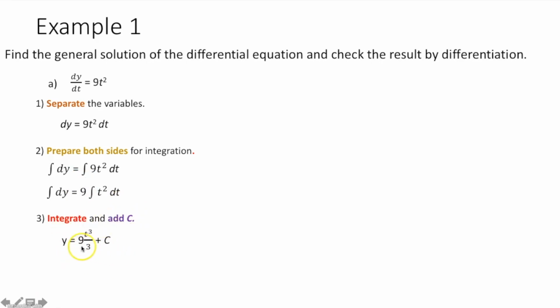Now, if we simplify this a little bit further, the 9 times the t cubed over 3 becomes 3t cubed plus c, and we have our general solution. Now, the question is, did they give us an initial condition? No, they just gave us the differential equation. Therefore, we can say that y is equal to 3t cubed plus c is our answer. This is our general solution.